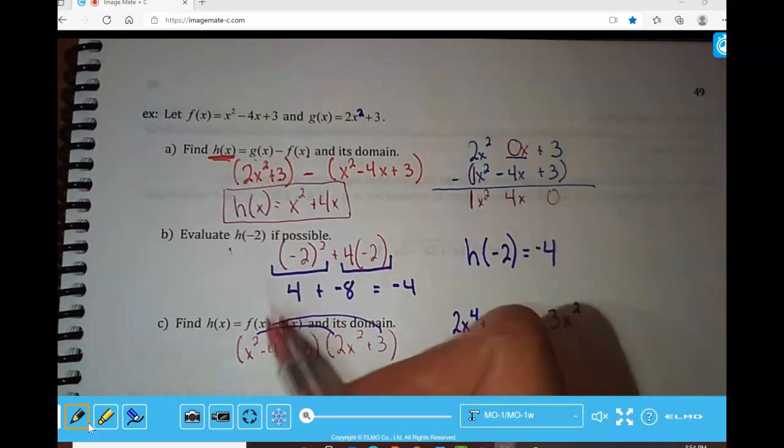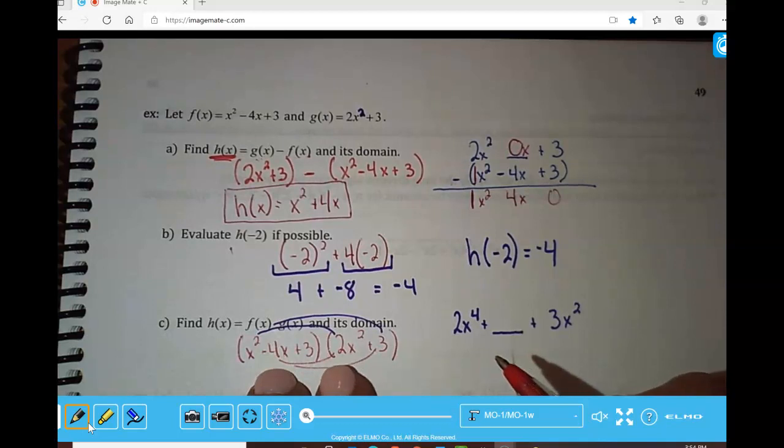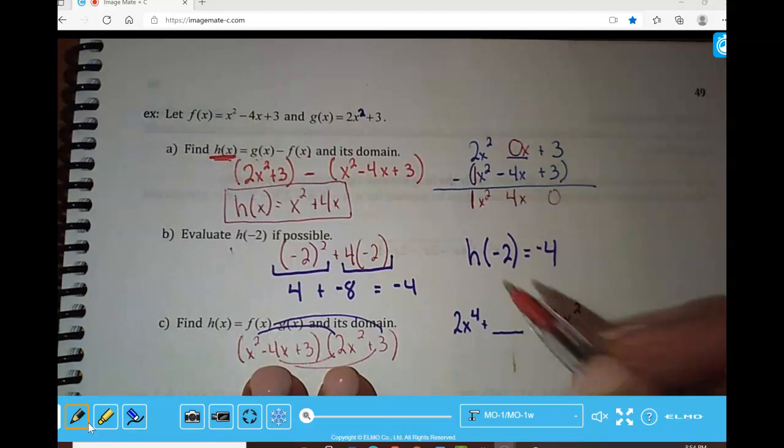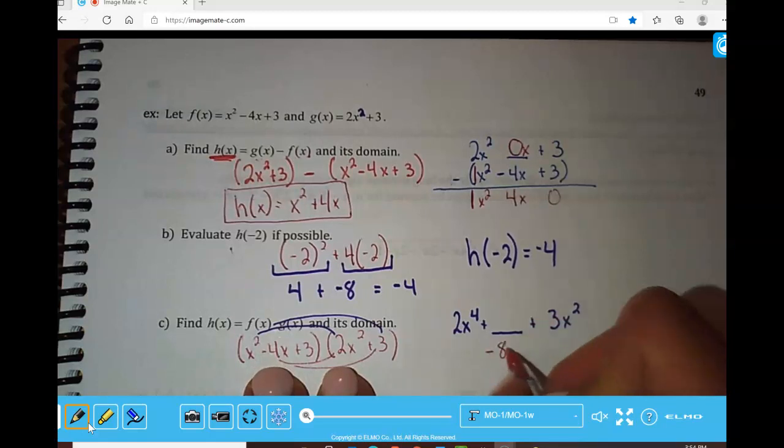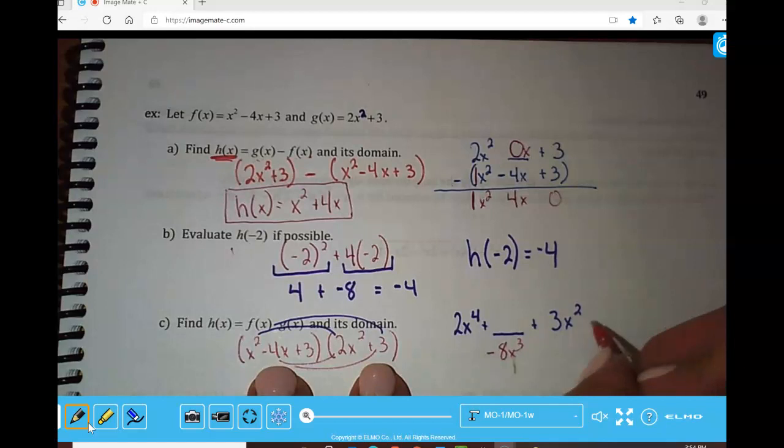And now negative 4x is going to go meet everybody. So negative 4x meets 2x squared, and I get negative 8x cubed. And that's why I'm going to put that here, because I'm going to have my 4th powers lined up, my 3rds, and my 2nd powers. But now negative 4x is going to meet 3, and I get a negative 12x. With just a regular x, I don't really have a spot for it, so I'm going to put it here.